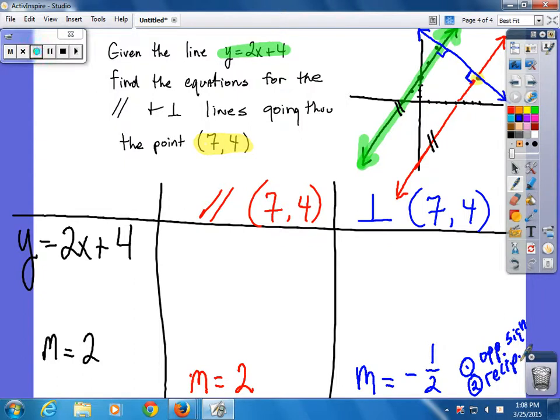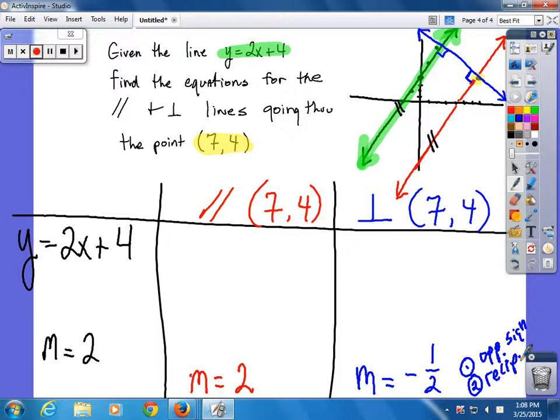So if this was a -1/3, what would this be? +3. If this is a -2/6, this is going to be a +6/2. It's always the opposite sign and the reciprocal.